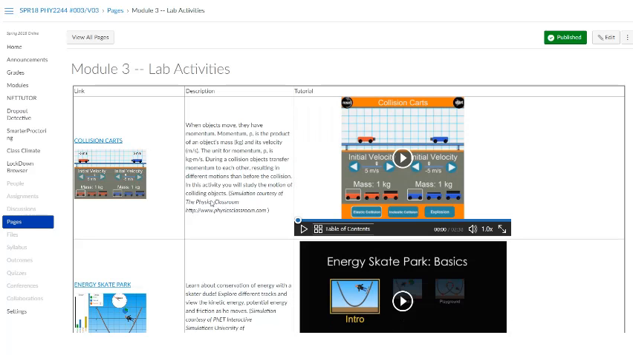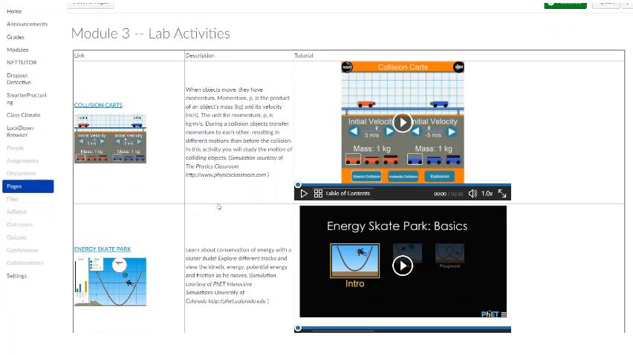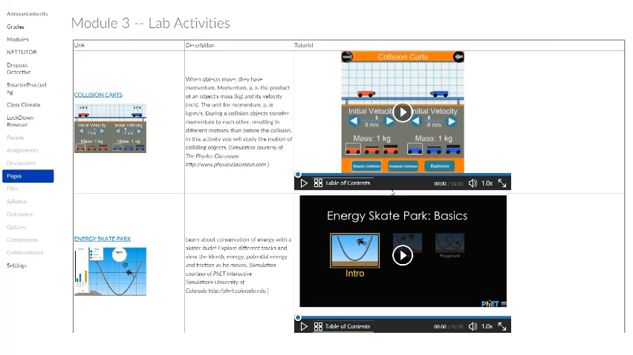In Module 3, we're mostly talking about momentum and impulse, as well as energy and work. So notice the collision carts. That has to do with momentum. Energy skate park has to do with these things called kinetic energy and potential energy and total energy. So again, you'll learn how to manipulate the simulations watching these little videos.